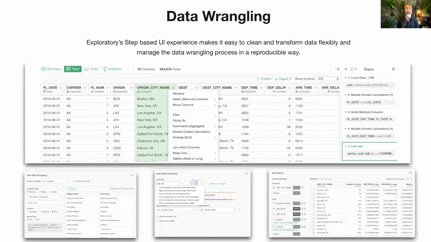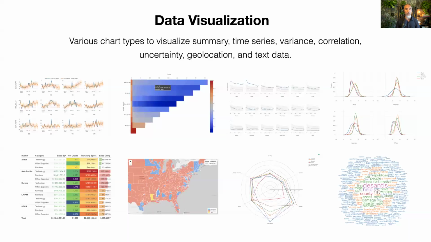Most of the time, the data is not in a form that you can easily visualize or analyze. Therefore, data wrangling is a core part of Exploratory, so that you can access various types of data wrangling operations through the column header menu. Every single data wrangling operation is recorded as a data wrangling step, which you can manage and update in a very manageable and also reproducible way.